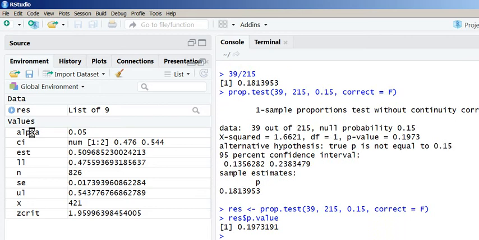Okay, but the null probability is 0.15, and the alternate would be that it's not 0.15. So a high p-value means we fail to reject the null, meaning the null holds. Okay, so yes, that's right, 15% is to be accepted in this case.